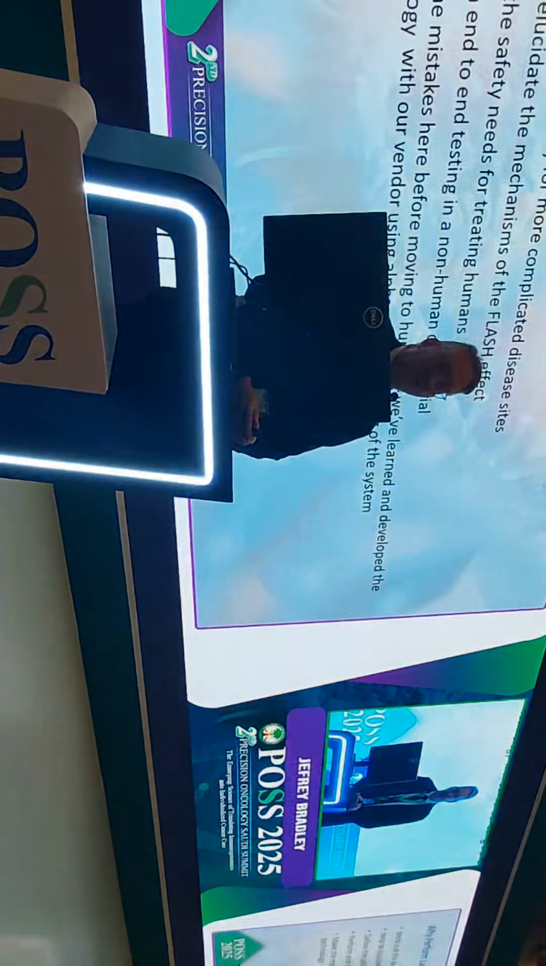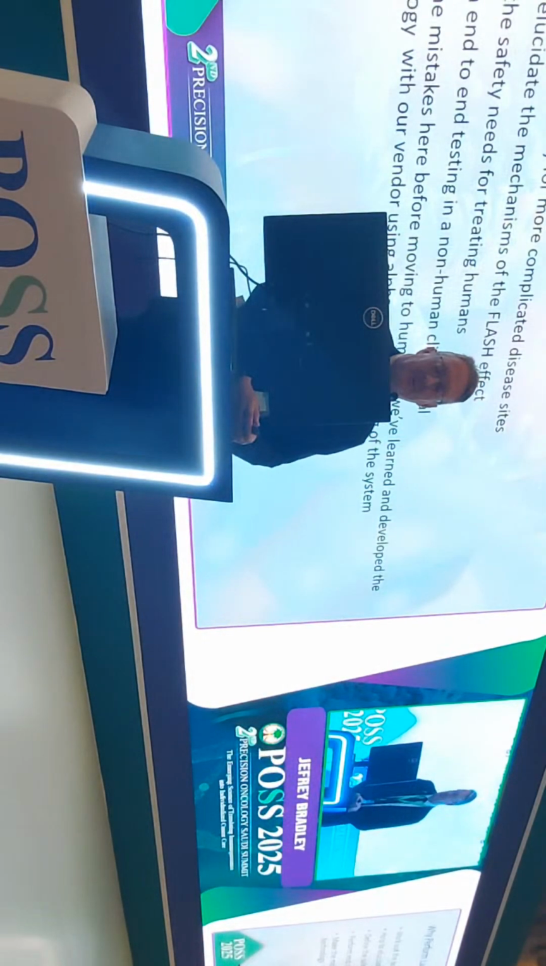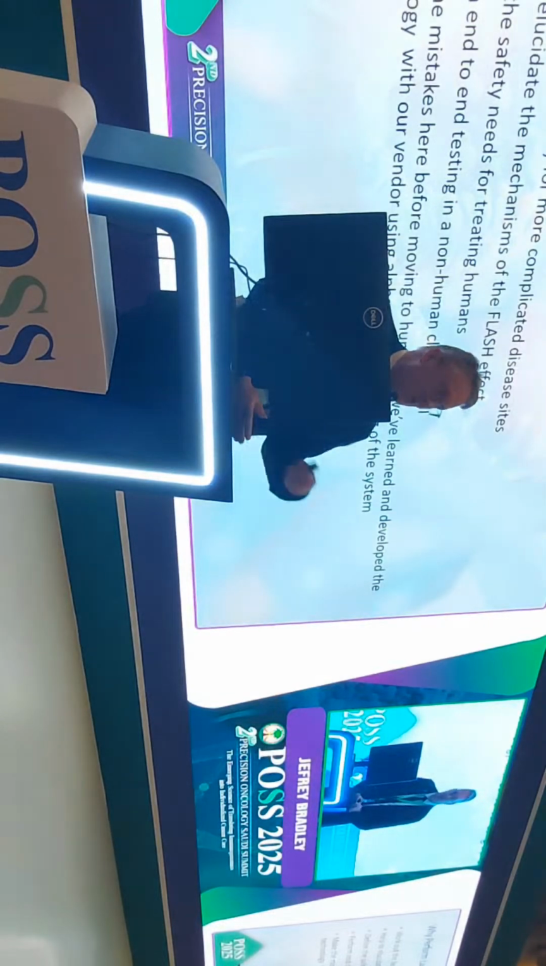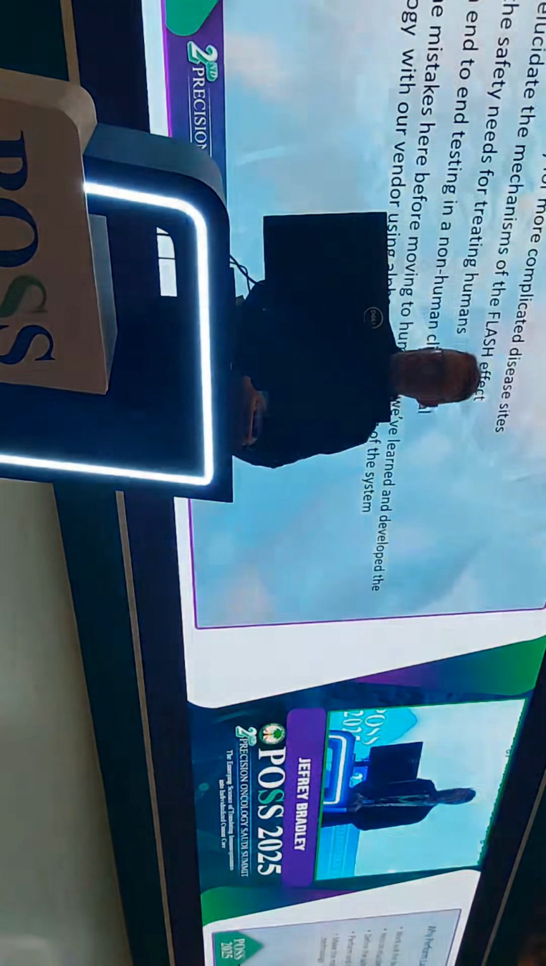We started doing large animal studies to work out the feasibility for more complicated disease sites, like head and neck cancer, for example, to elucidate the mechanism of the flash effect and to define the safety mechanisms for treating patients. We wanted to perform end-to-end testing in a non-human clinical trial to work out the kinks of the new technology and work with our vendor to introduce it to the community. We wanted to make mistakes in animals before we moved to humans, and we've learned to develop the technology along the way.